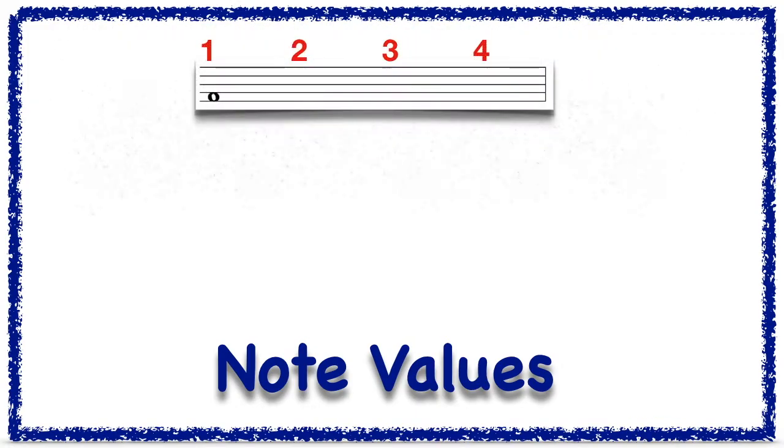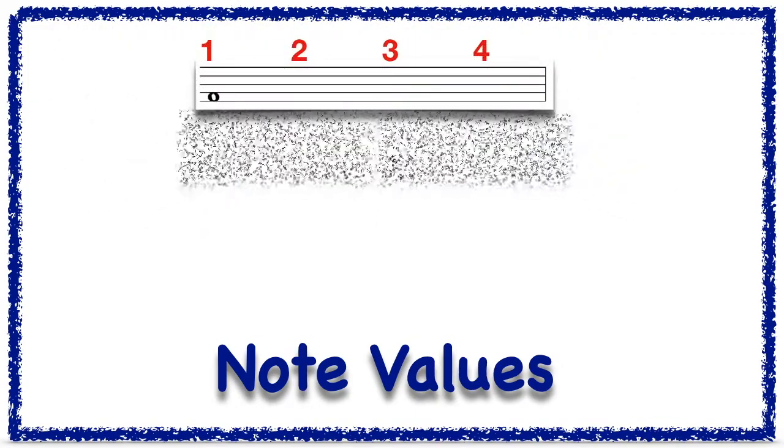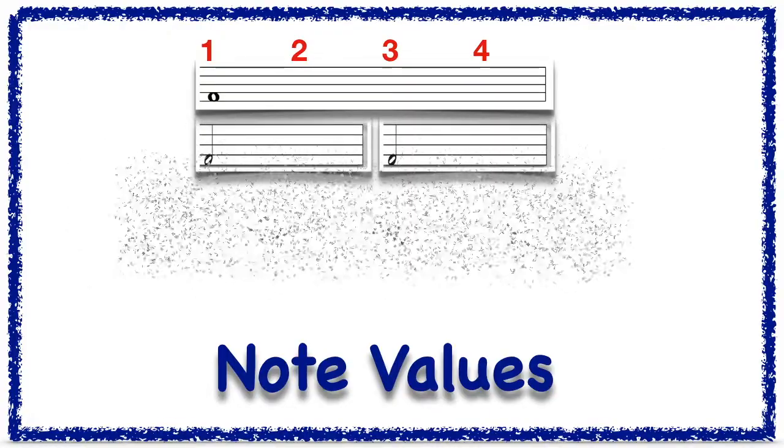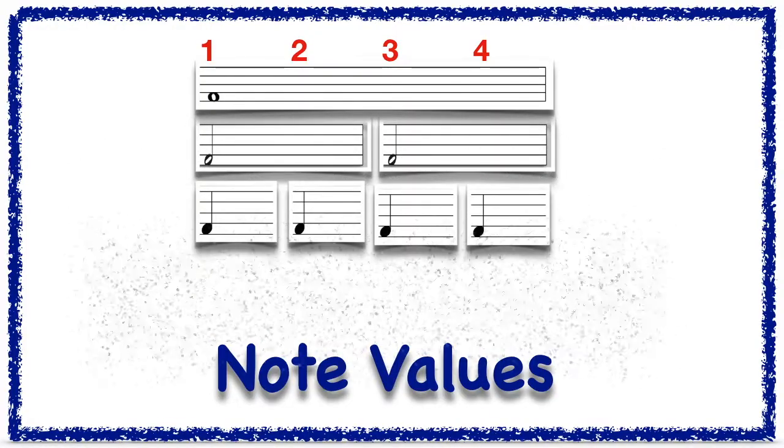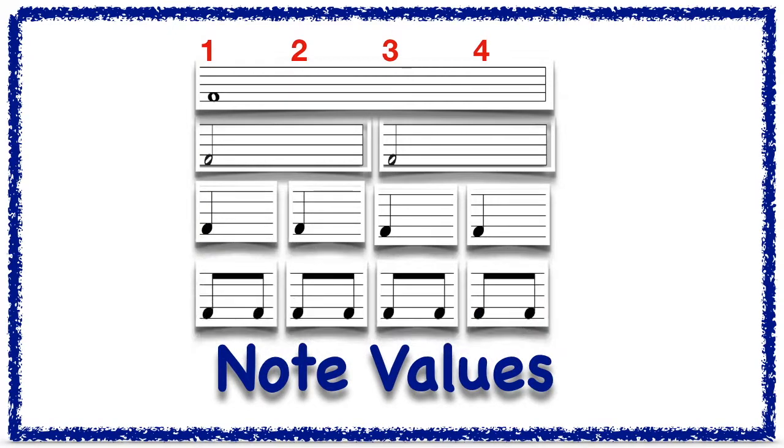We know that whole notes get 4 counts, and that half notes get 2 counts each. Quarter notes get 1 count each, and our eighth notes will get half a count each.